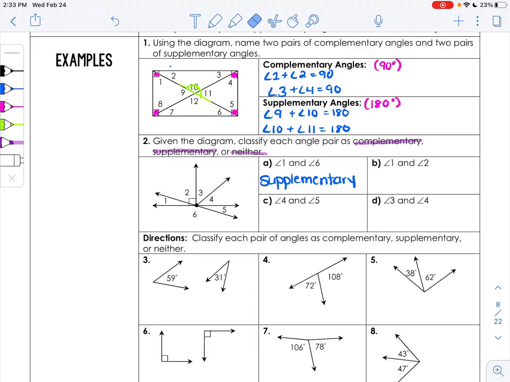Letter B wants us to compare angle 1 and angle 2. So again, looking at their arcs, here's the arc for angle 1 and the arc for angle 2. We can see by the square in the middle that these two angles form a 90-degree angle. 90-degree angles are complementary.